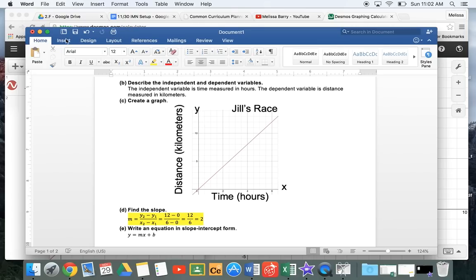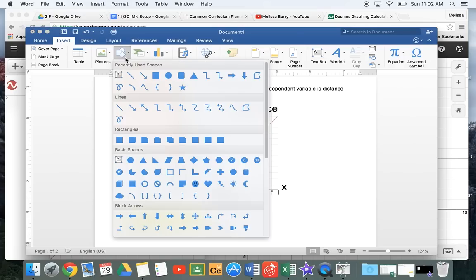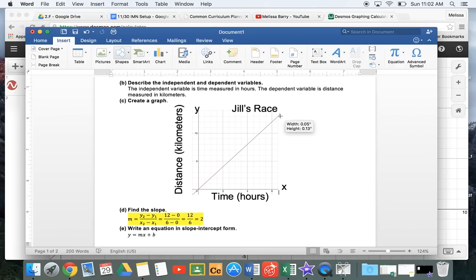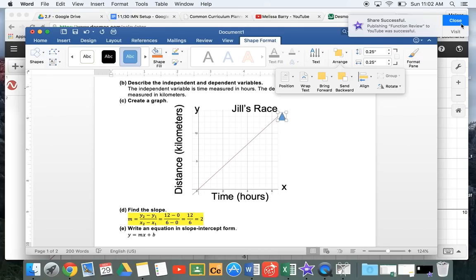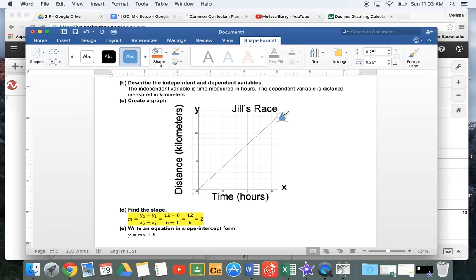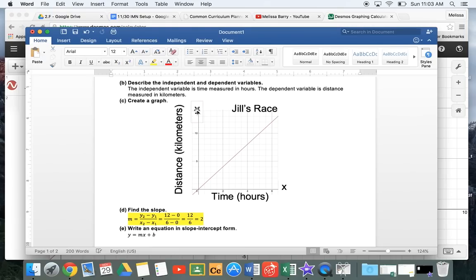And I'm not quite sure if I can insert just an arrow. I guess I could do like a triangle. Okay. It's not really going to let me. I think you guys know how to put arrows on these lines. Make sure that you have an arrow on both sides of your y-axis, both sides of your x, and then both sides of your line showing the relationship between time and distance.